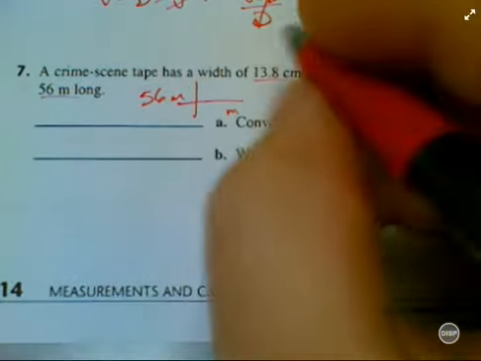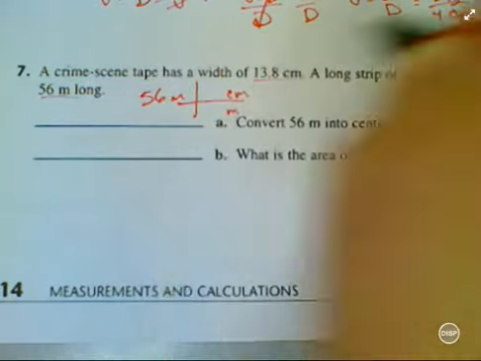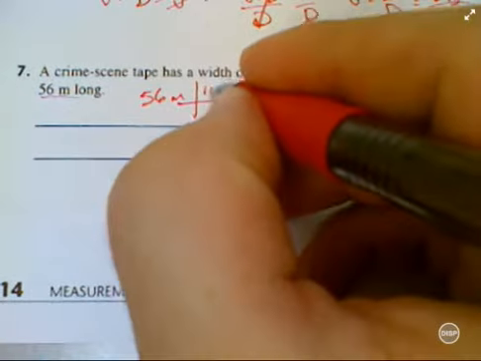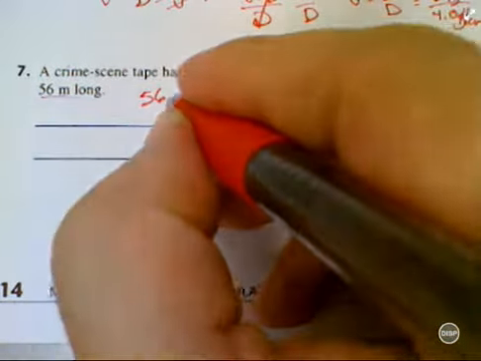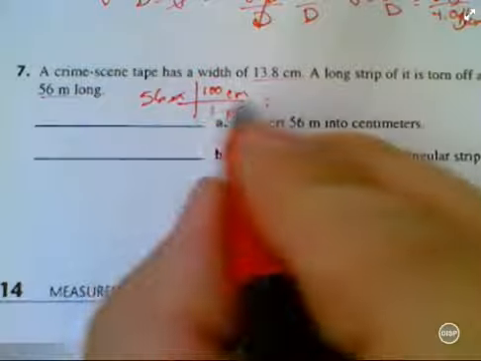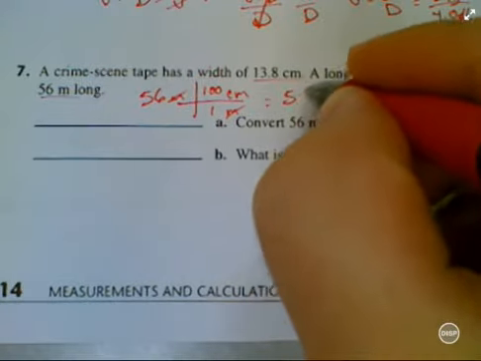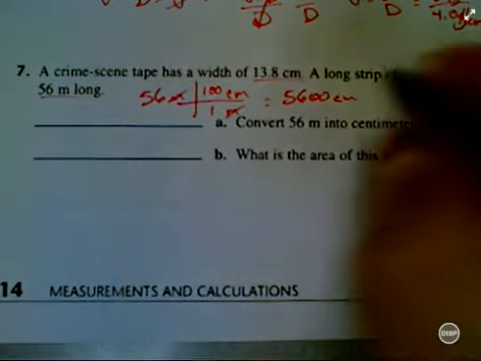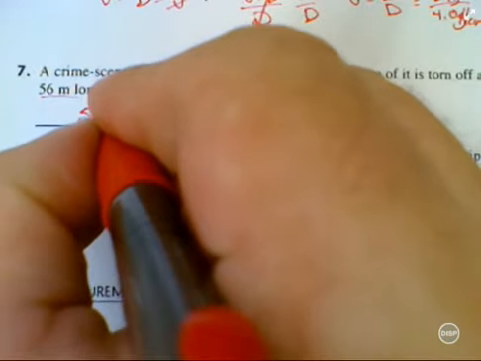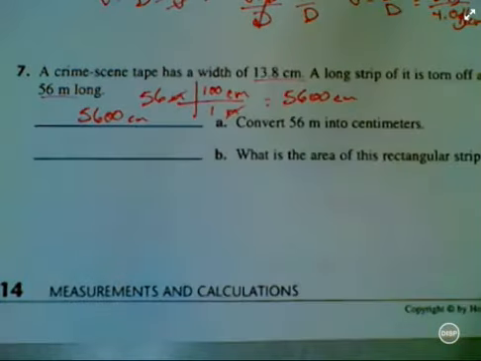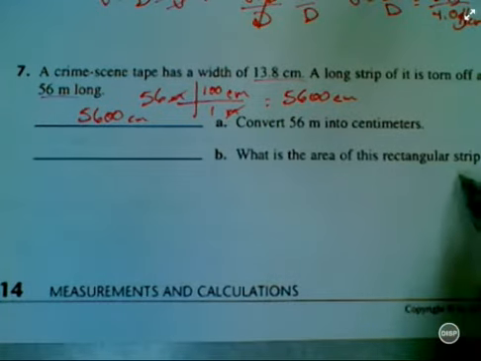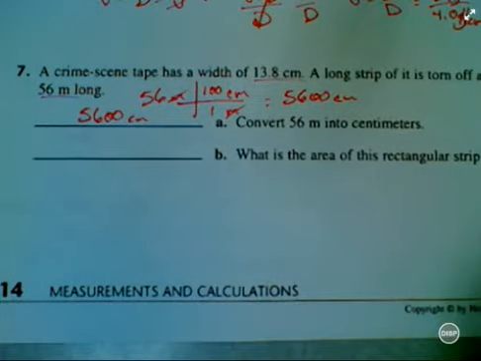Set up the unit meters on the denominator so that it'll cancel, with my desired units on top. I know that for every 100 centimeters, I have 1 meter. Cancel meters. This tells me to multiply. So I end up with 5,600 centimeters. Easy enough. But what is the area of this rectangular strip of tape in square centimeters?